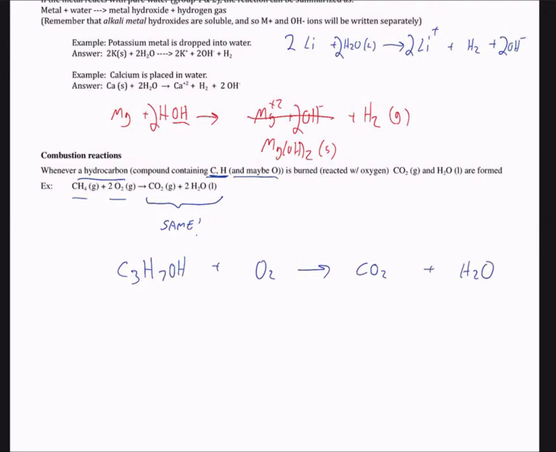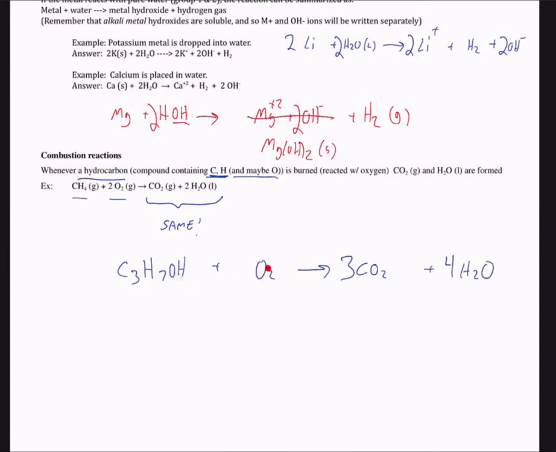So 3 carbons on the left, so let's put a 3 here on the right. And then what? H's, yeah. So I've got 8 H's on the left. So to get 8 H's on the right, I put a 4 there. And so now count up your oxygens because that's the last thing you have. So we've got 3 times 2, we've got 6 O's here plus 4, so that's 10 O's on the right side. On the left side, you've got to make 10 O's out of what you see here.